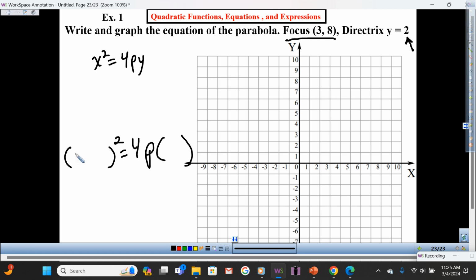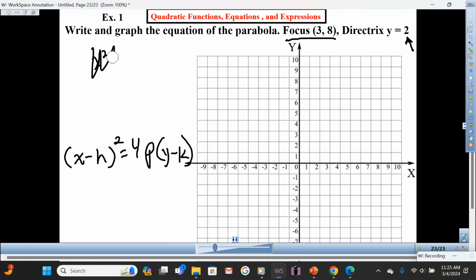Was that right? X minus h, y minus k. That is correct. So we don't use this one anymore, but we started there, right? We needed it so that we can guide ourselves to write this one. So you can scratch that one out or erase it for right now.